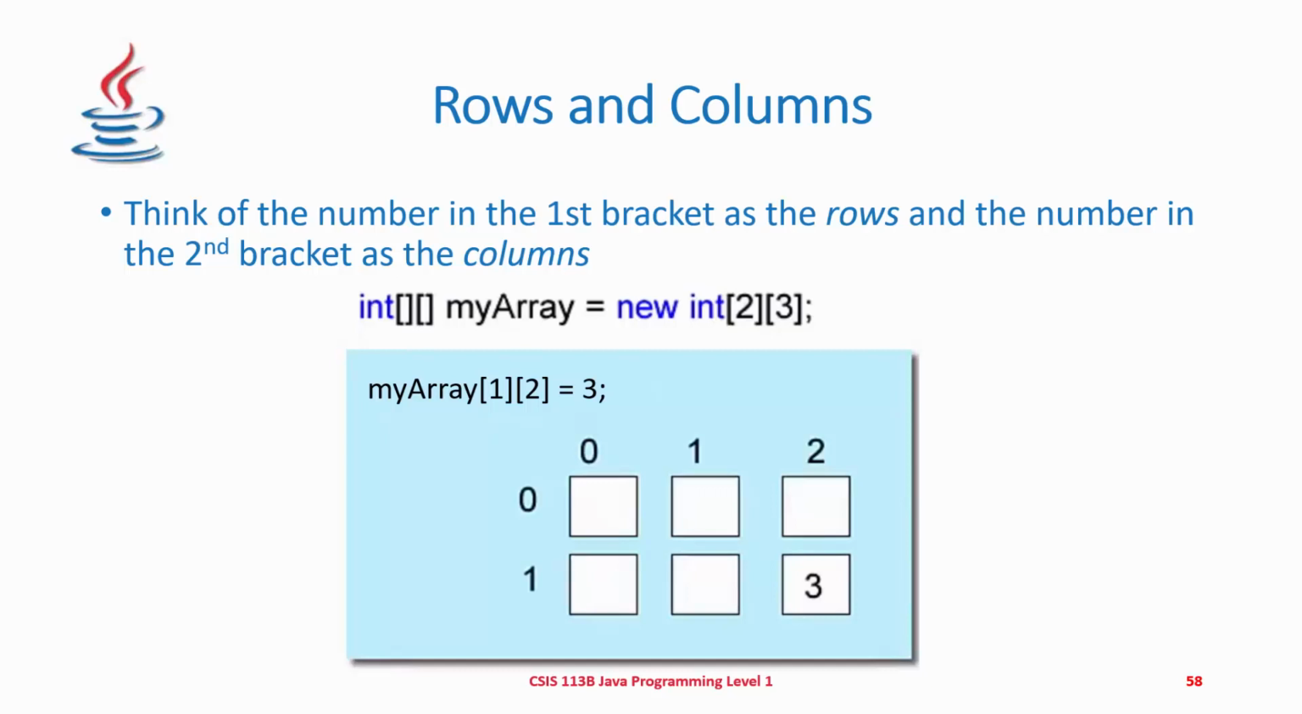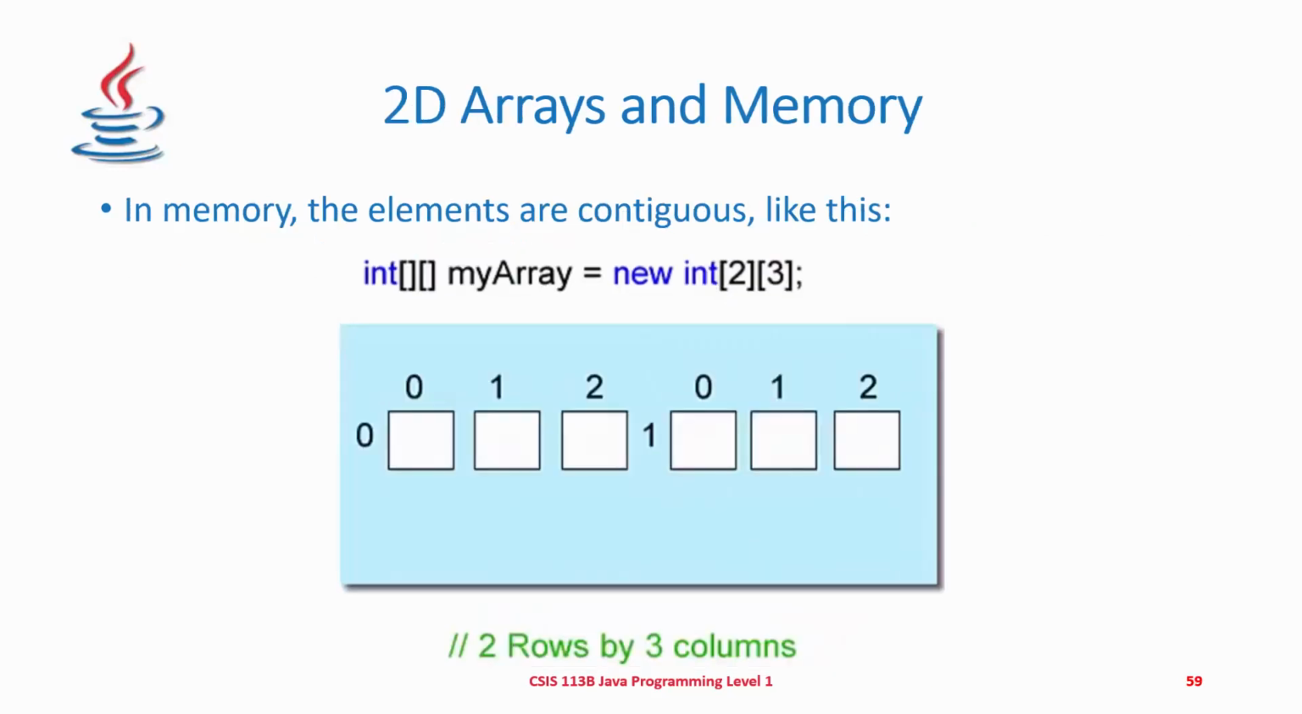So in the example we have on this screen here, we're just assigning a value of 3 to my array in row 1, column 2. 2D arrays are contiguous in memory, so that means that they're not organized like a table in memory. It's just one long string of addresses that points to each of the elements in each of the rows.